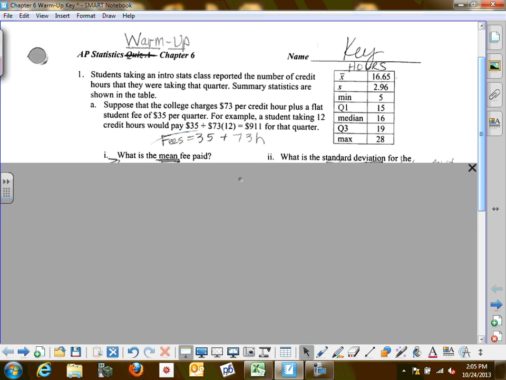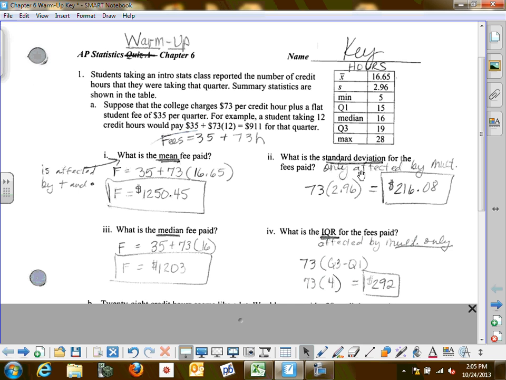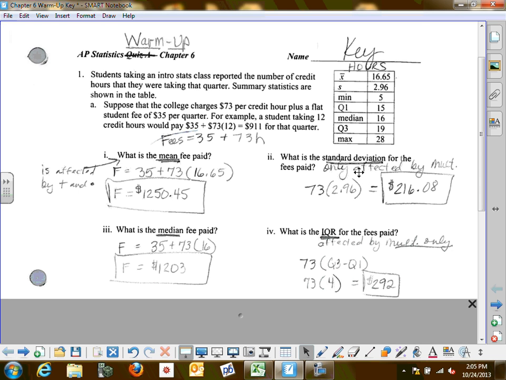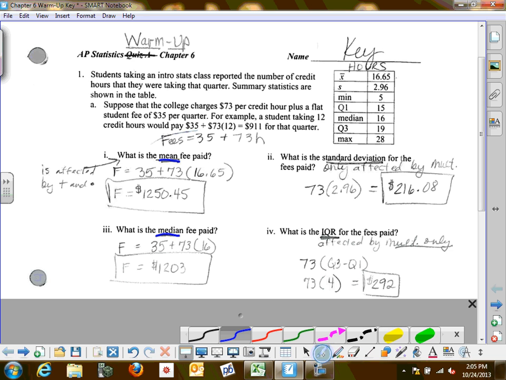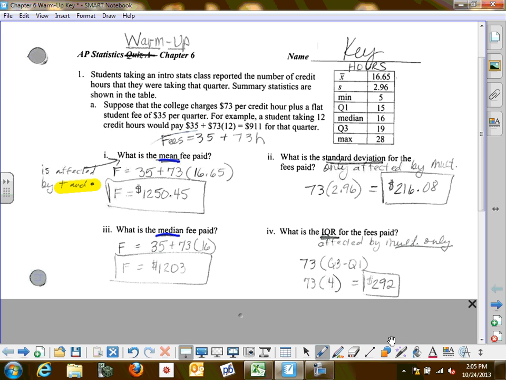So here we go. In yesterday's warm up, I want to talk about the goal, the reason for number 1. The goal of number 1 was to make sure that you could understand what items affect the mean and median, and that is addition and multiplication. So mean and median are affected by both addition and multiplication. Okay? So on those, we wanted to add 35 after you multiplied by 73.